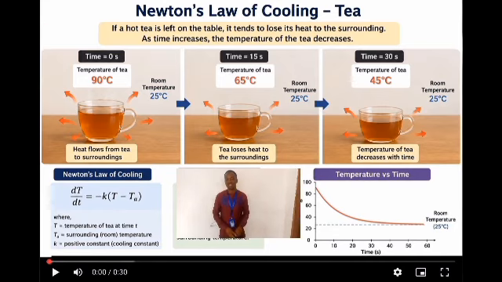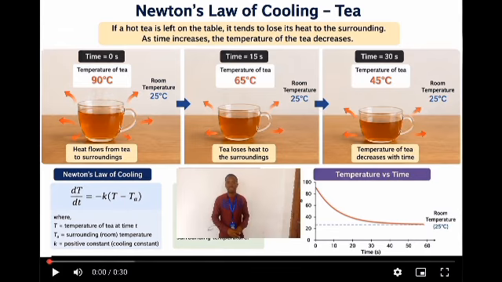Here, the temperature of the tea is higher than the surroundings. If the time increases from 0 seconds to 15 seconds, you will find that the temperature of the tea decreases from 90 degrees Celsius to 65 degrees Celsius. Here, the tea loses its heat to the surroundings. If the time increases from 15 seconds to 30 seconds, the temperature of the tea decreases from 45 degrees Celsius to 30 degrees Celsius. But the room temperature remains constant at 25 degrees Celsius.